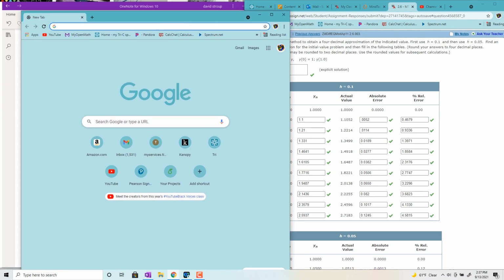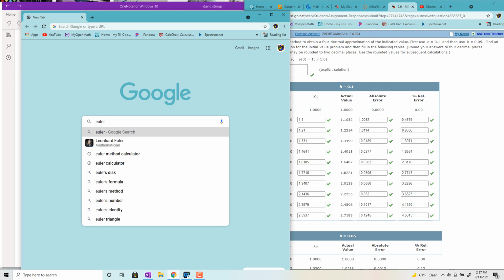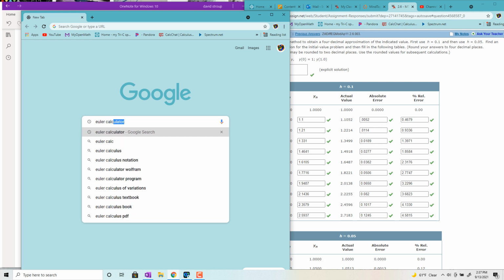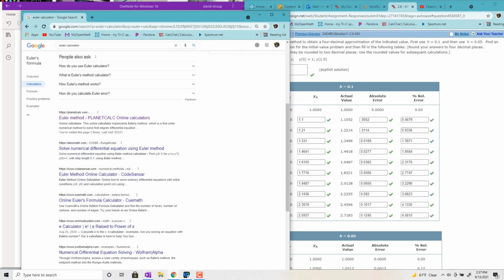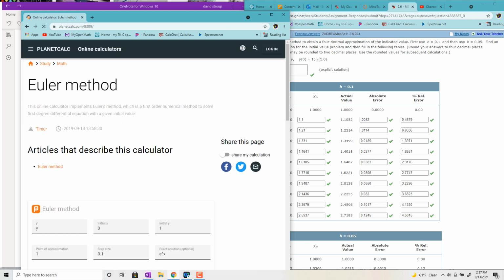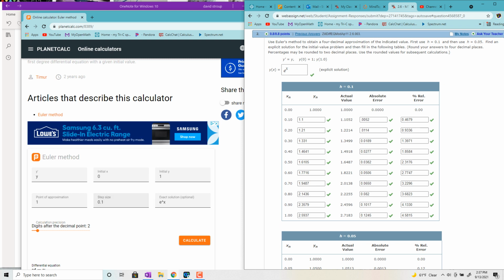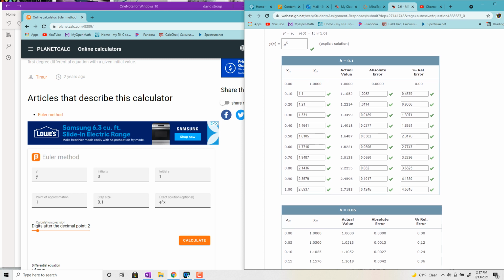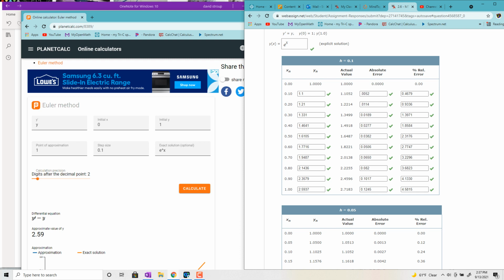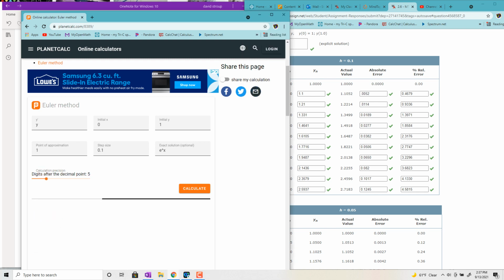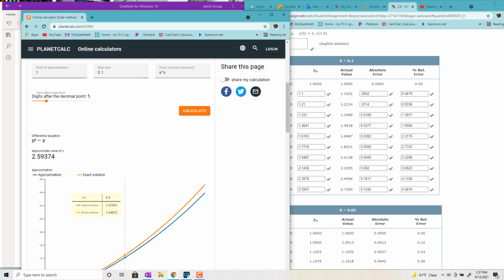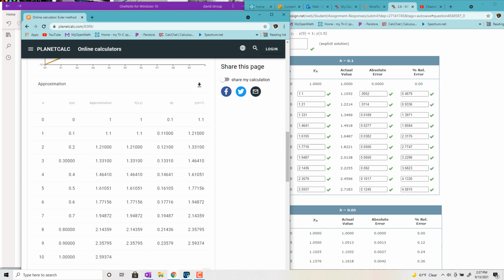You can go after an Euler calculator. Usually I just go to the Planet Calc calculator. So if you Google Planet Calc Euler method, yeah, they already have it set up. So it's the same problem. We want step size for the first one, 0.1. You could even set your decimals to 4. We'll set it to 5. And then calculate, and it gives you the whole table.